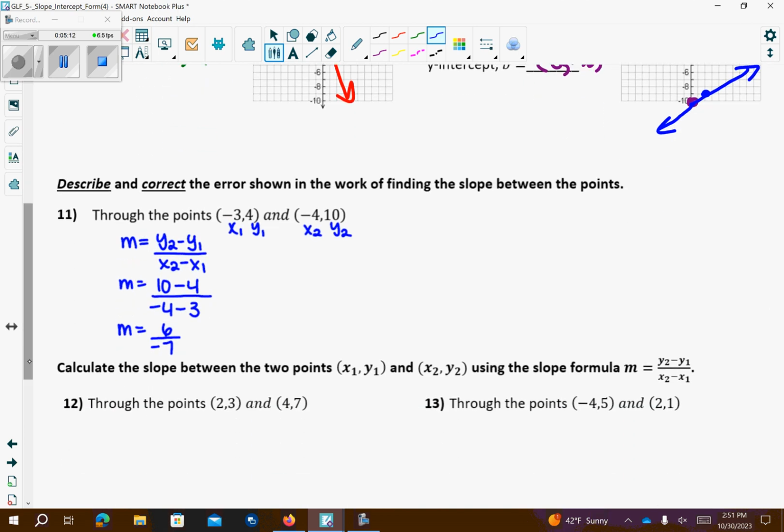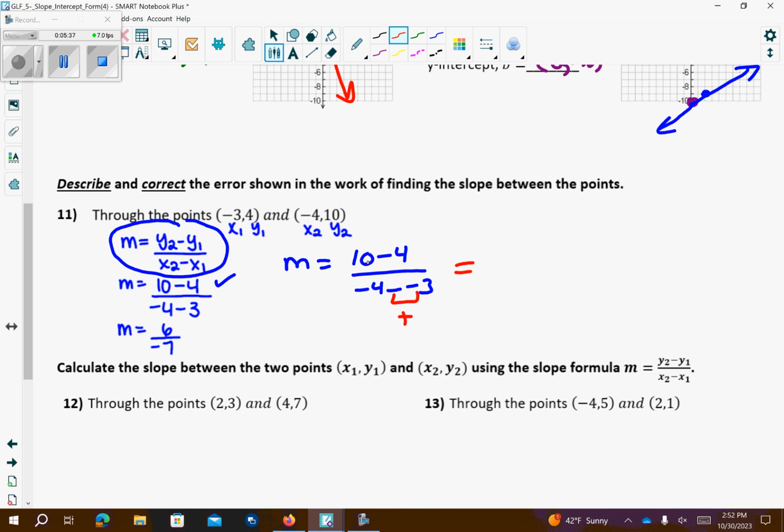Okay, so let's see if they have an error. So you have x1, y1, x2, y2. That's fine. So I'm going to use my slope equation, which is this. This is indeed my slope equation. So I'm going to go 10 minus 4. Looks like we're matching up what they did. And then I'm going to go negative 4 minus negative 3. I think I see where their error is. This turns into a positive.